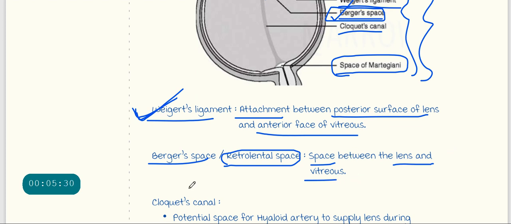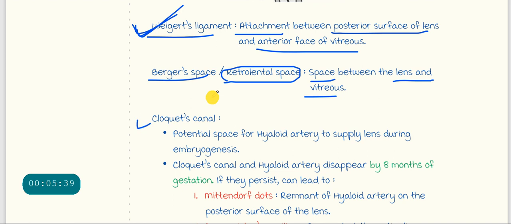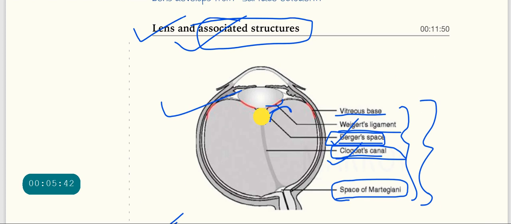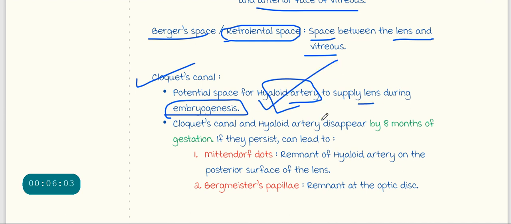The next and important one is Cloquet's canal. What is Cloquet's canal? This canal which you can see over here is Cloquet's canal. Let us study it in theory. Basically there is no arterial supply for the lens, but at the time of embryogenesis there is an arterial supply to the lens, which is the hyaloid artery. So the hyaloid artery supplies the lens during embryogenesis. After that it diminishes.